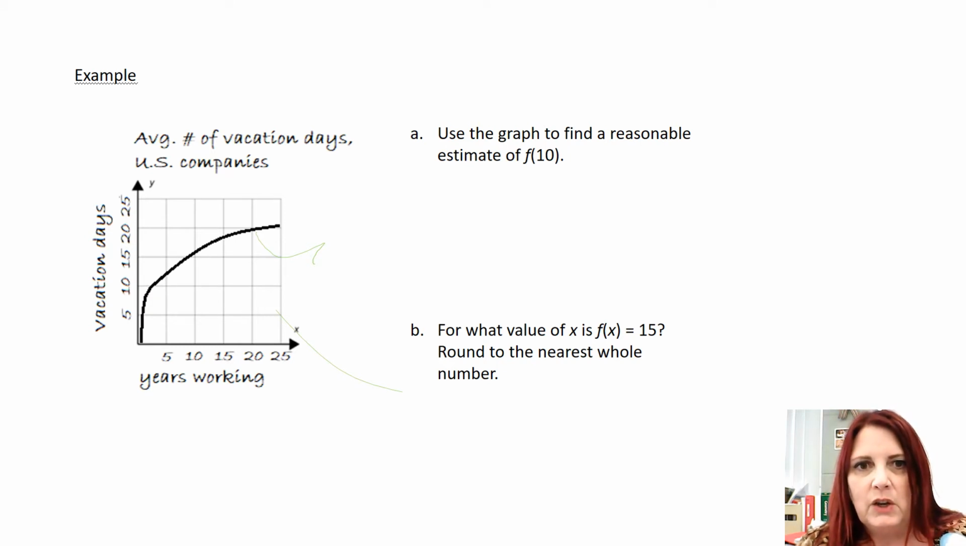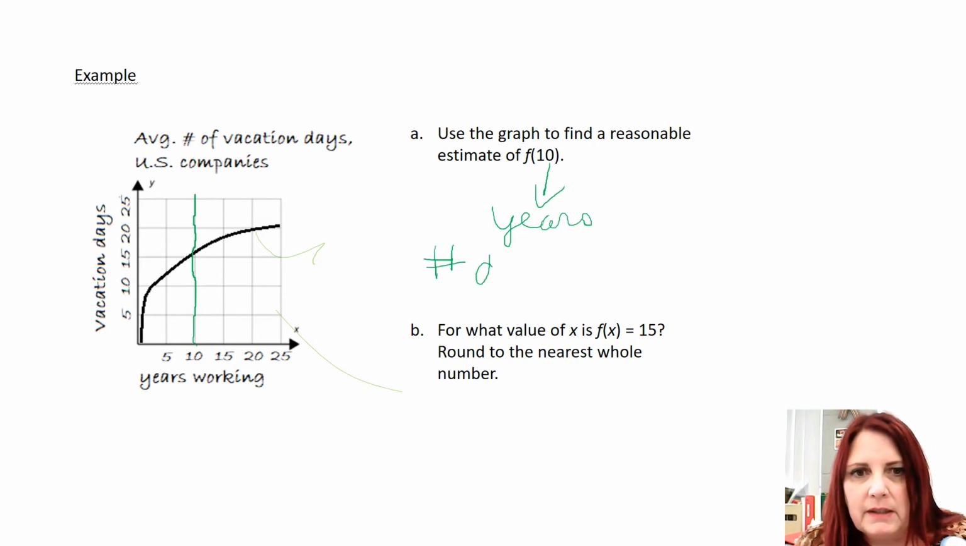The first one says, use the graph to find a reasonable estimate of f of 10. So f of 10, that 10 here, is going to be the number of years working. If I look at that line right here, where it crosses that graph, and I come across right here, I'm going to make an estimate to the nearest number of days. Looks like it's either 16 or 17. I'm going to say it's 17.